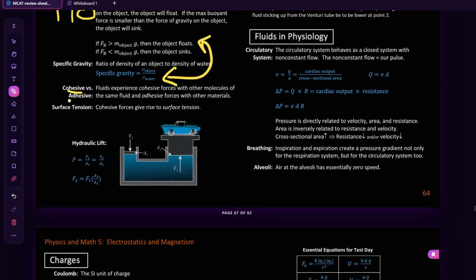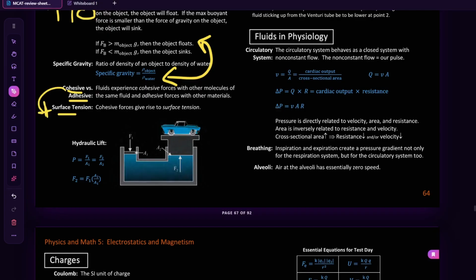Now, cohesive versus adhesive, and also surface tension. These are some quick vocabulary terms to know. Cohesive forces are about the attraction between molecules of the same fluid, water molecules sticking to other water molecules, for example. Adhesive forces are the attraction between a fluid and some other material, such as glass. And the cohesive forces will create surface tension.